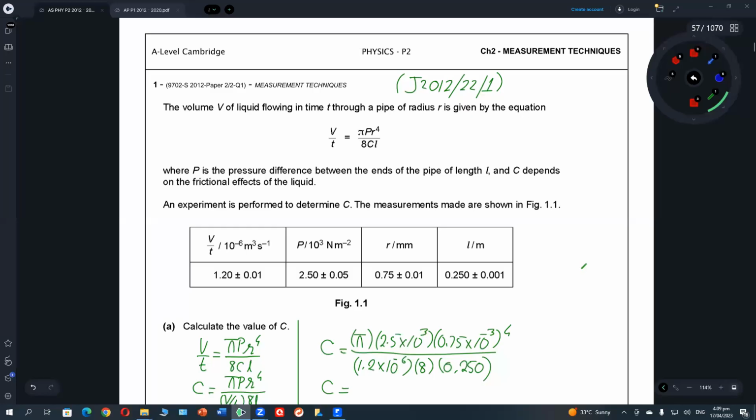Topics. The title of the topic is measurement technique, and you can see the year number. Once you copy the year number, you can read the question first. This is measurement.